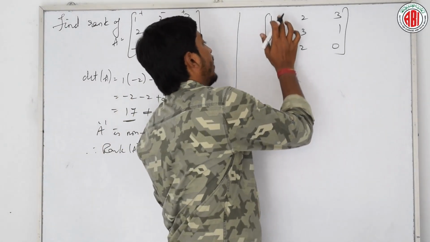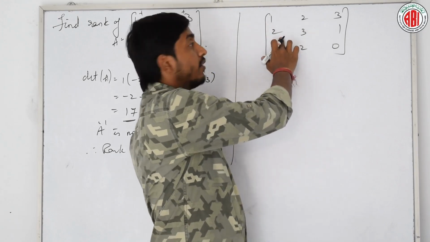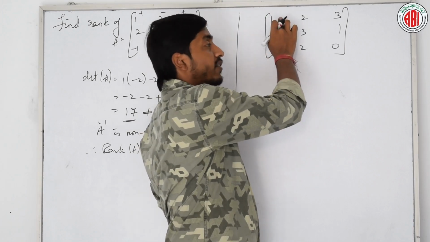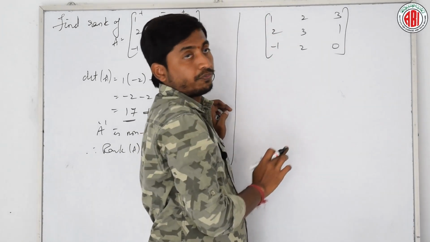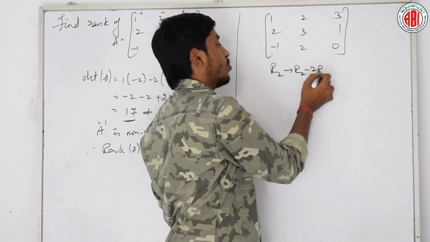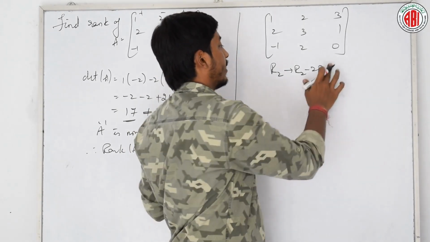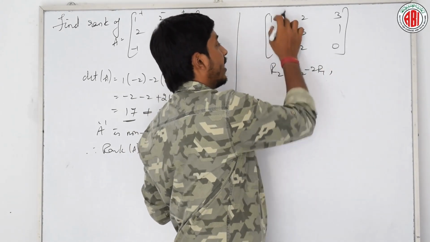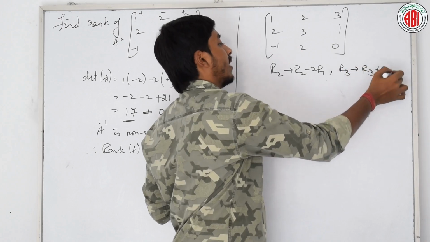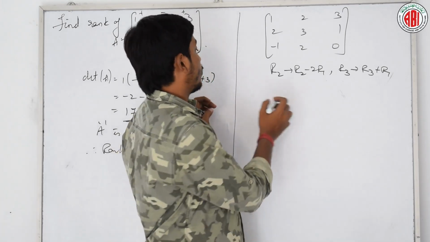First of all, we have to make this element 0 by using this. How do we make this 0? We can multiply row 1 with 2 and subtract from row 2. That is R2 tends to R2 minus 2 R1. Can I do like that? Yes, right? And here R3 tends to R3 plus R1. Can I do this? Yes, just do.